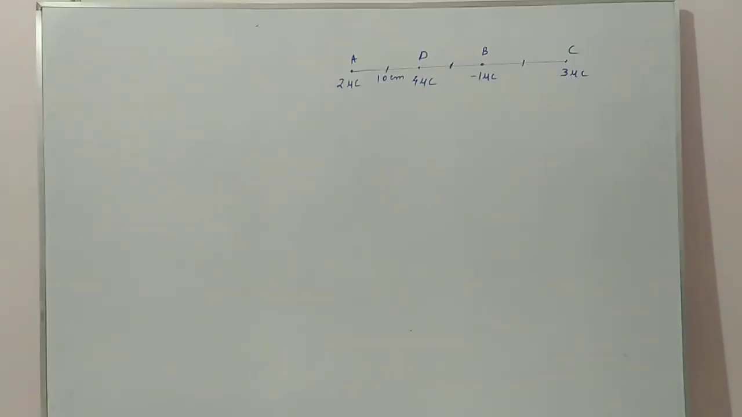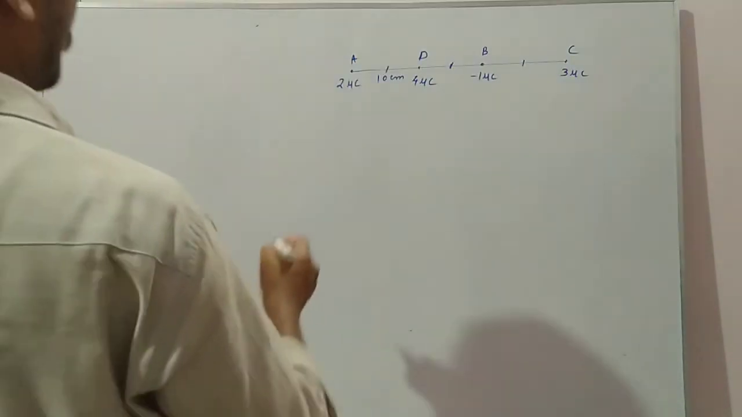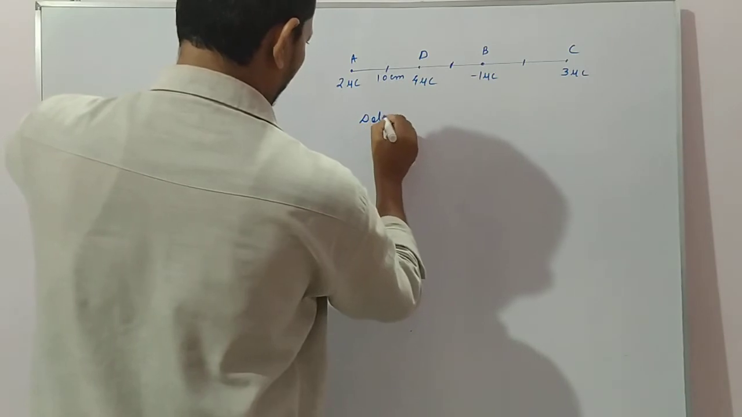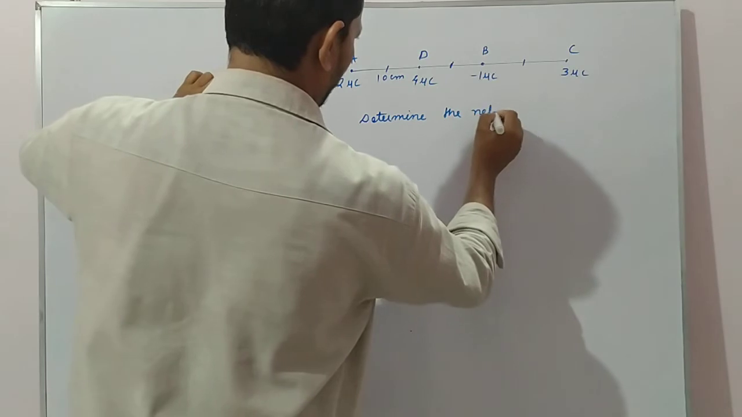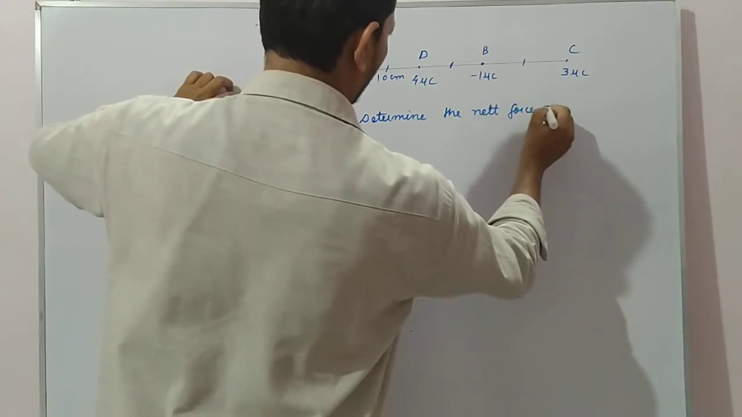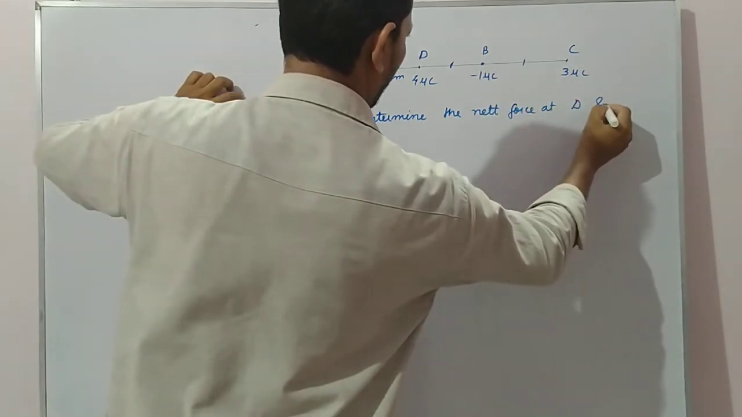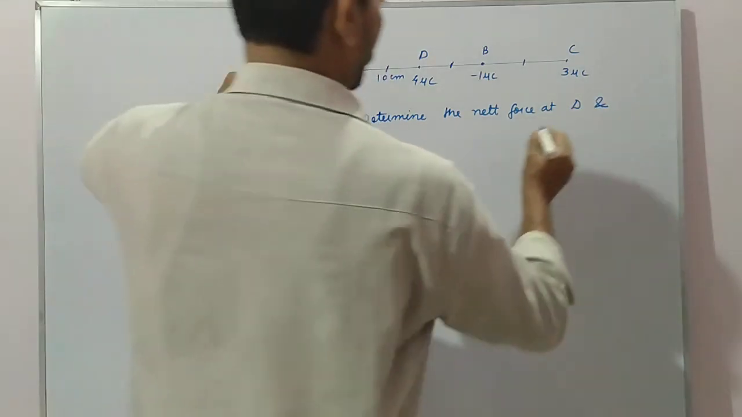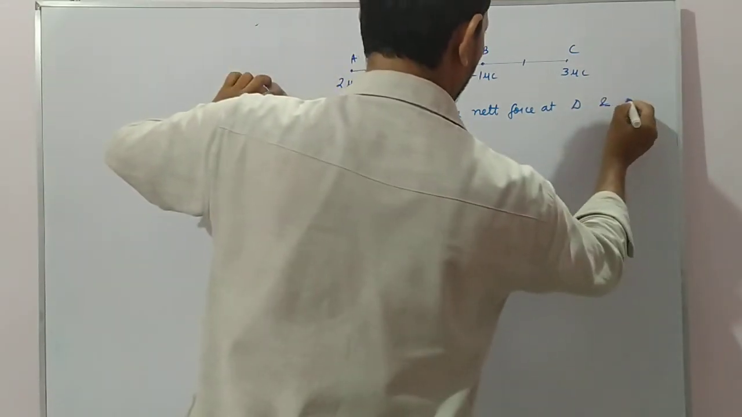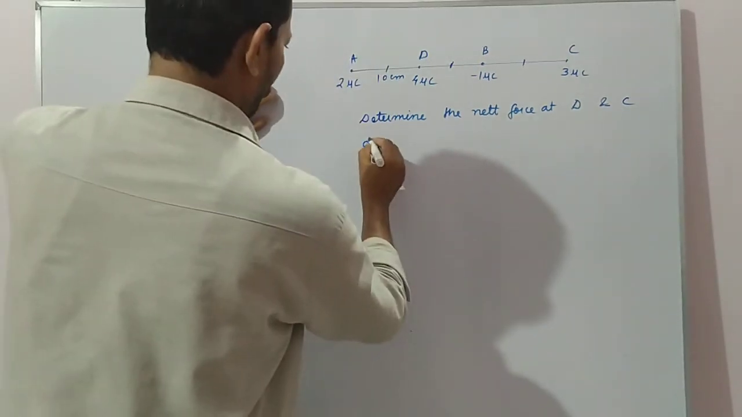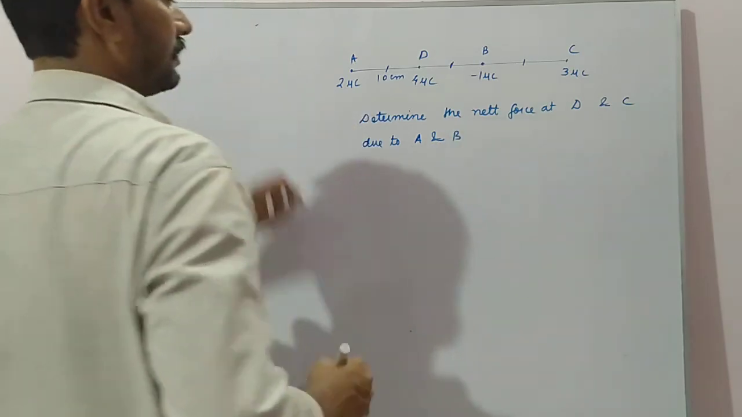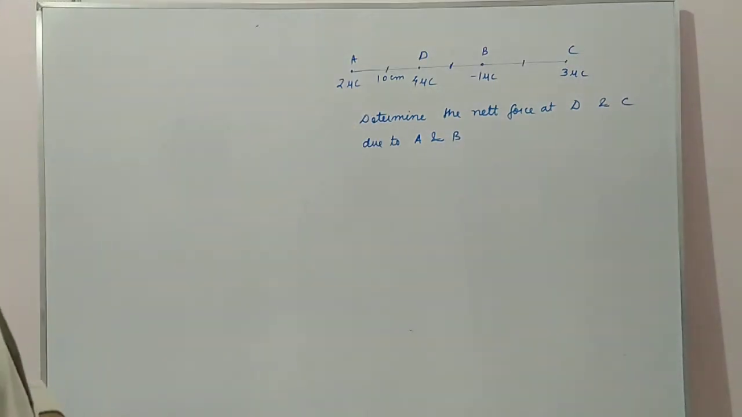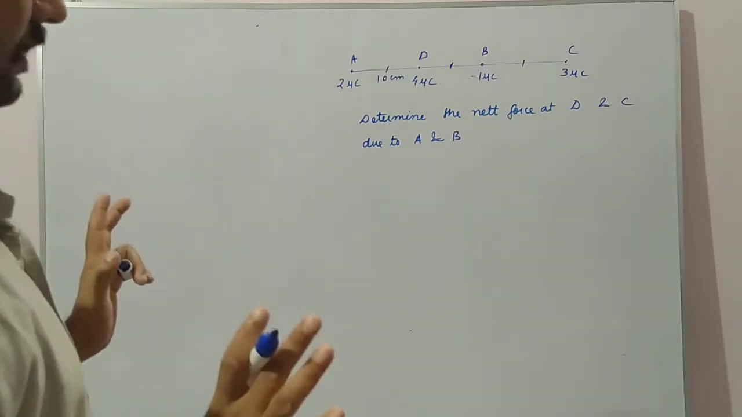What we have to find out: determine the net force at D and C due to A and B. Okay, we have to find the net force acting at D and C due to A and B only.